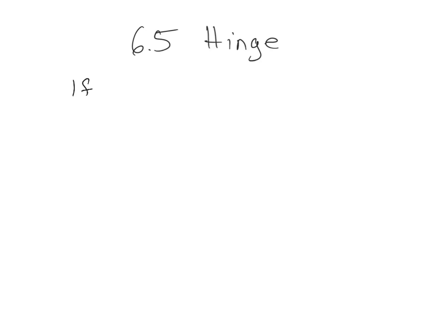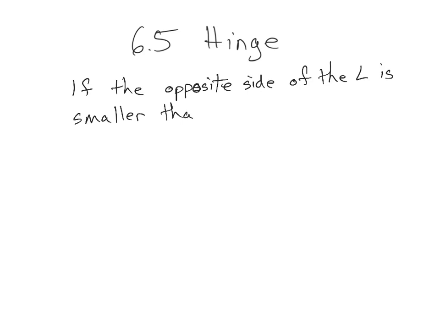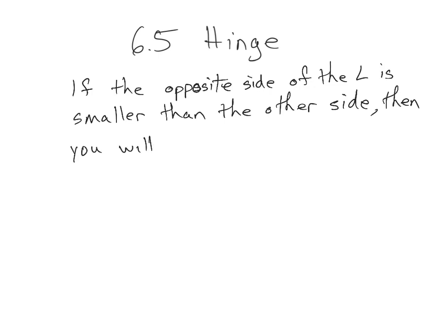If the opposite side, opposite of the angle, is smaller. If the opposite side of the angle is smaller than the other side, then you will have two possible triangles.